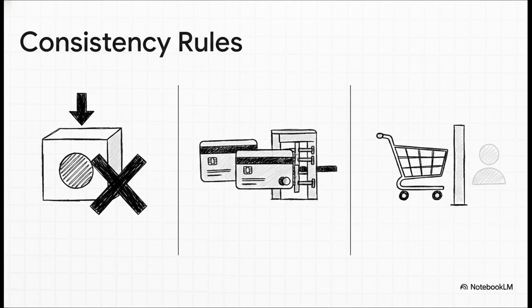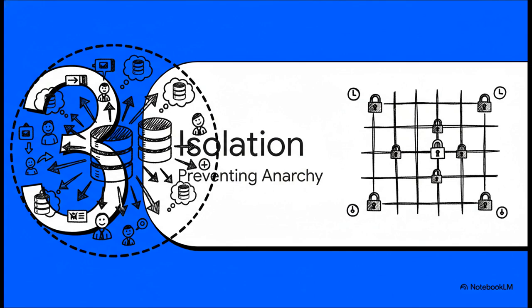Why? To prevent accidental double charges. Or how about this? You can't create an order for a customer who doesn't even exist in your system. If any transaction tries to break one of these rules, consistency just shuts it down. Nope, not allowed.